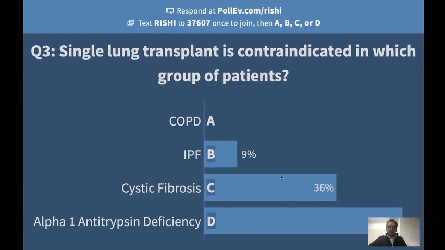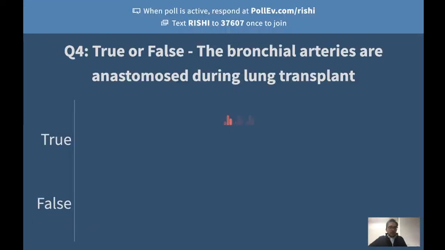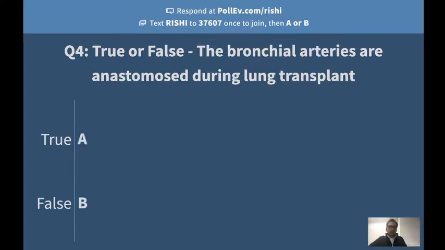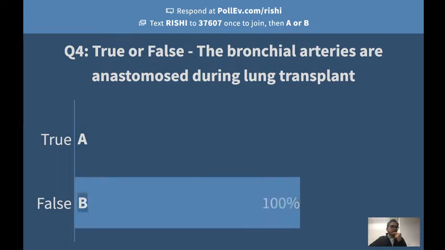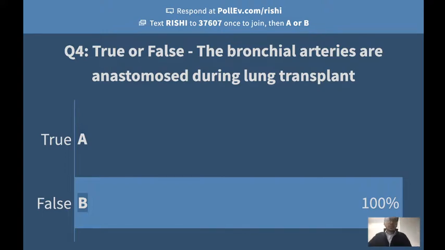Okay, so here is the next question, which is true or false: the bronchial arteries are anastomosed during lung transplant. Okay, most people said false. I'm not sure how many people have responded here, but most people said false here.